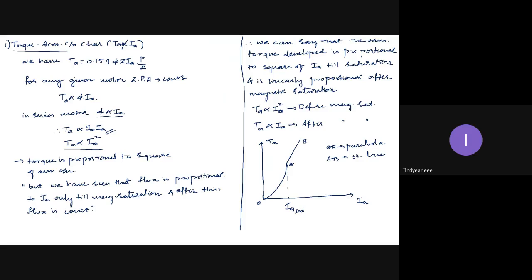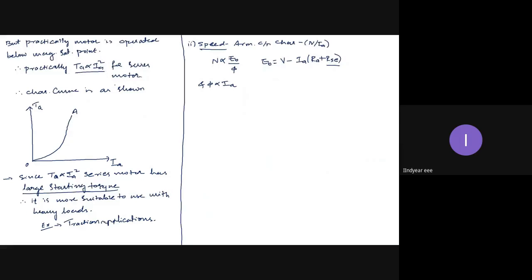So here, what will happen? One thing, phi is proportional to IA. Second, at rated voltage, IA into (RA plus RAC), RAC also being a very small value, is much lesser than V. Therefore V minus IA into (RA plus RAC) is nearly equal to V, and EB is nearly equal to V, and this is constant.